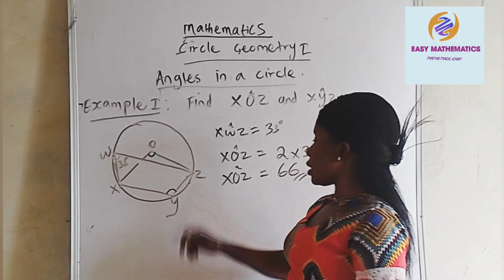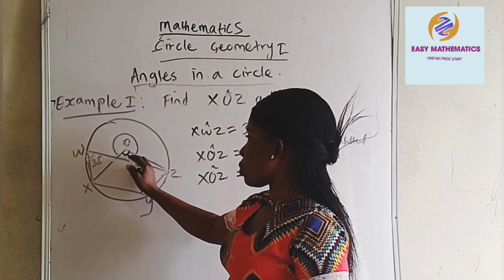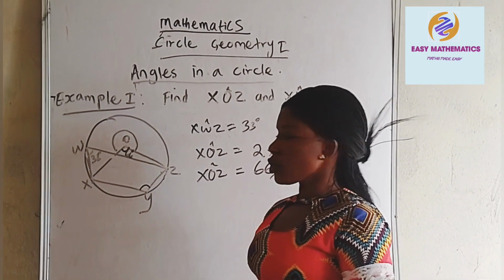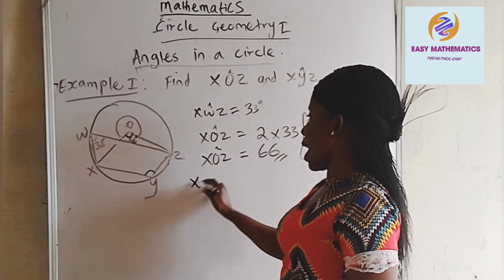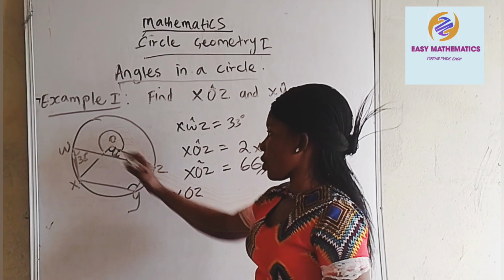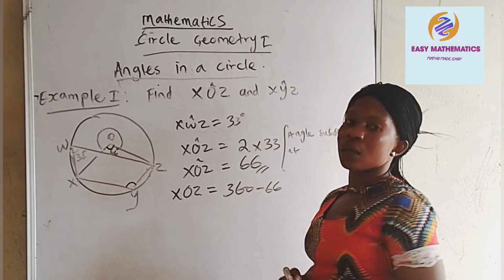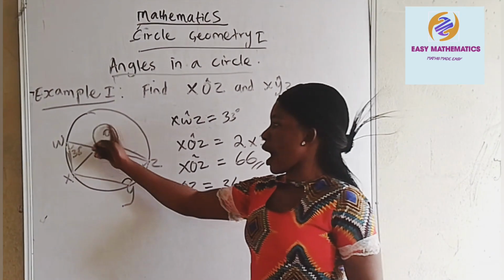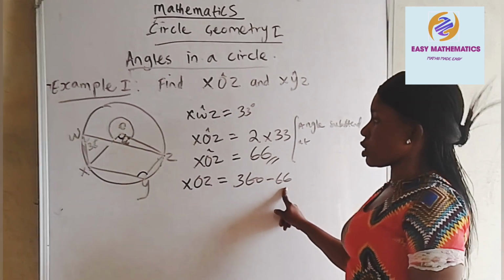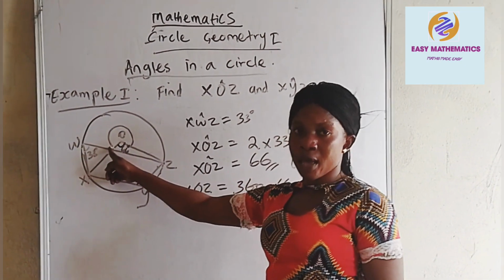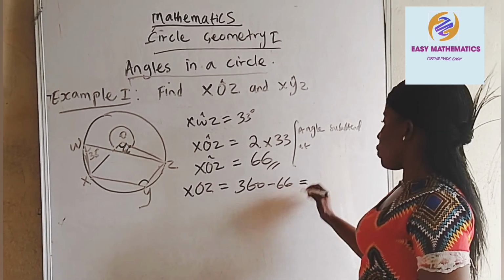Now our XYZ: first of all, get this angle here. We have already gotten this one as 66 degrees. So to get the angle here, this reflex angle will be equal to 360 minus 66. Reason: the sum of angles at a point is equal to 360. That's why we're using 360 minus 66 to get the angle that is here. So now 360 minus 66 will be equal to what?